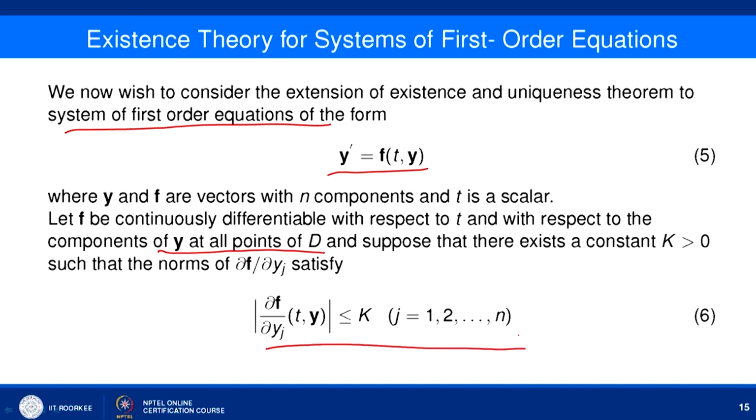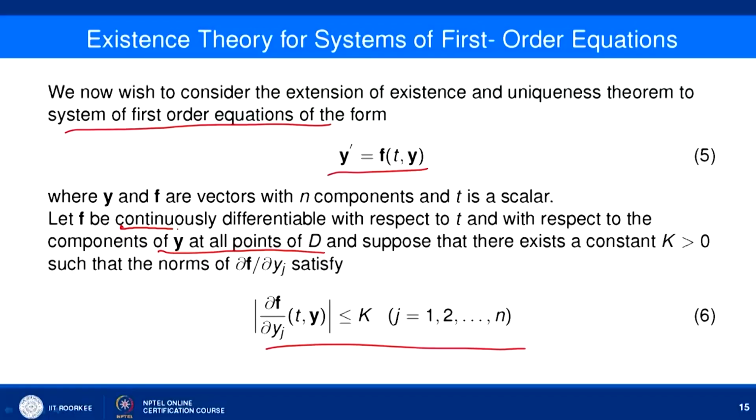To get the existence and uniqueness theorem, we talk about the first theorem which we have discussed, which is known as the Picard iteration scheme. To generalize that, we assume that f is a continuously differentiable function with respect to t and with respect to the components of y. So it means that the norm of del f by del y j at t y is less than or equal to k. Here this represents the norm. I hope that you are aware of this function norm. It is a generalized distance function satisfying certain conditions, so we are using this as a norm here.